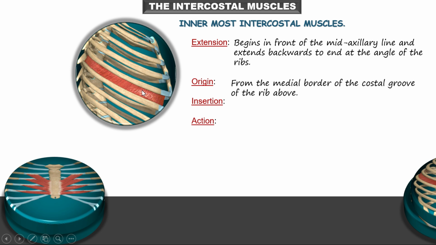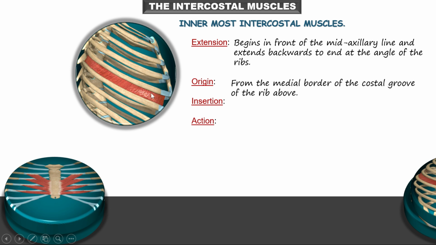Remember, the internal intercostal was from the lateral border. So this is from the medial border of the groove. That means these two muscles cover the groove. One muscle is on one side of the groove, and then the other group of muscle is on the other side of the groove.